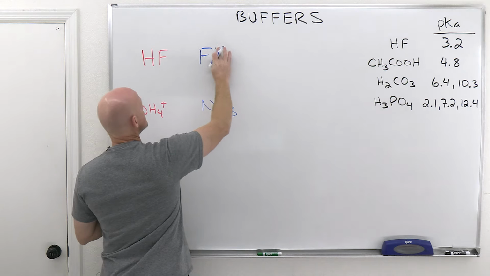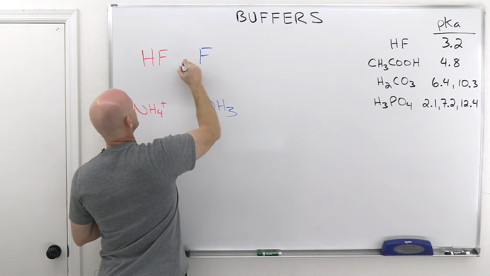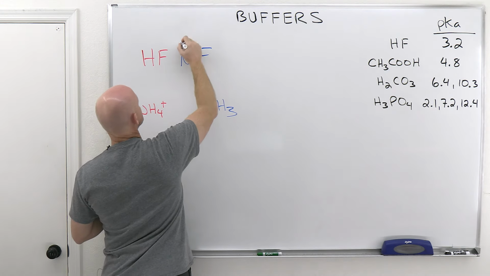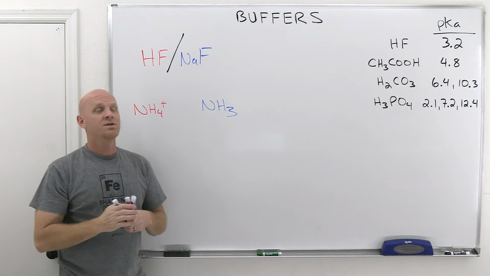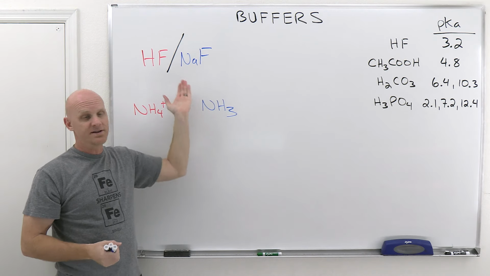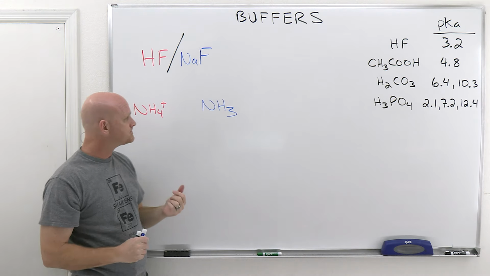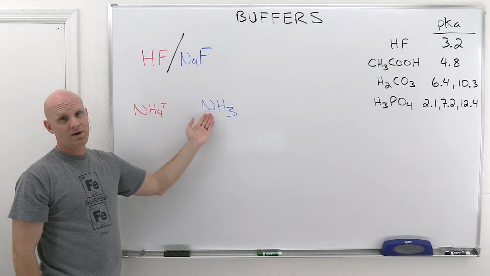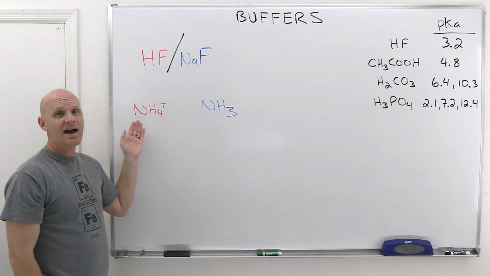So instead of simply writing F minus here, I'm going to write sodium fluoride, and so our buffer would be made from a combination of HF with either lithium fluoride, sodium fluoride, potassium fluoride, rubidium fluoride, or cesium fluoride, and again, sodium fluoride is by far the most common. Now, on the other hand, with ammonia being the neutral species, now the weak base, the conjugate acid is a cation.